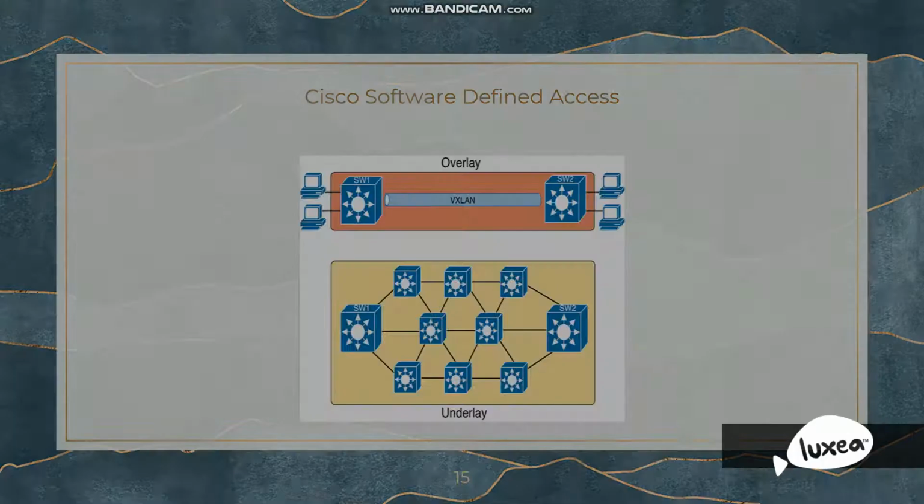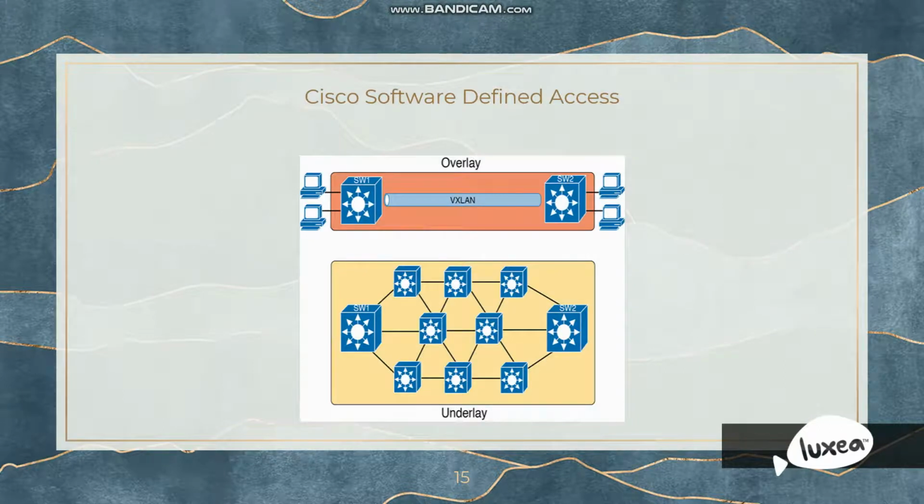Next. Alright, this is the concept of overlay and underlay. The overlay is at the top of the figure, and there are only two switches, which are fabric edge nodes and VXLAN tunnels. The interesting part is that in building SDA, we have to make a decision between two choices, creating an underlay network or adding new configuration.